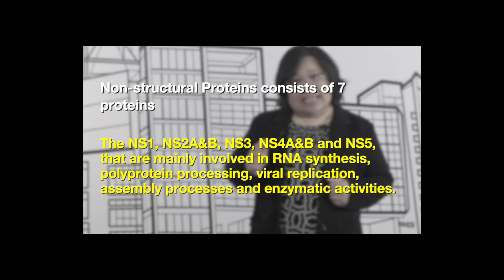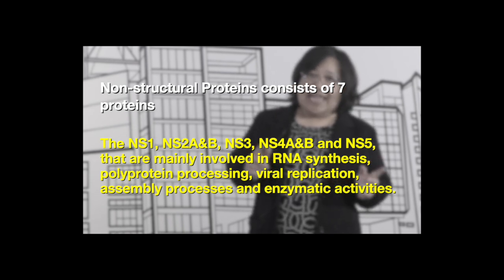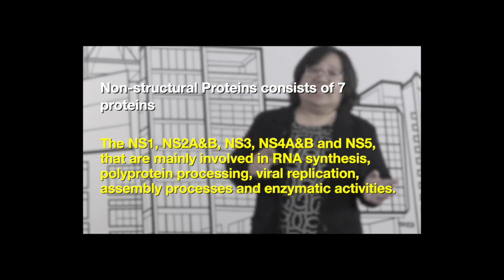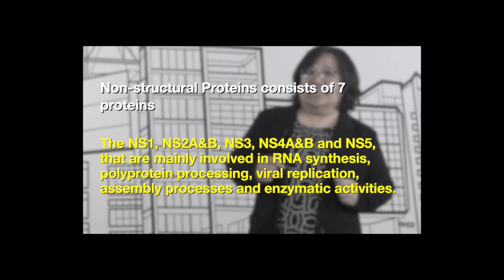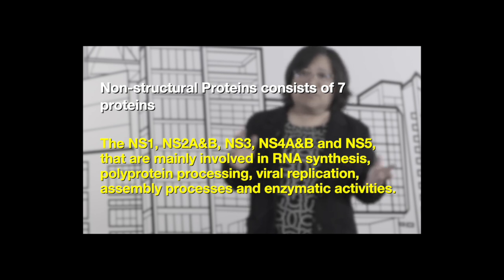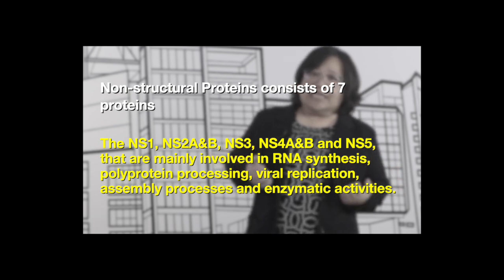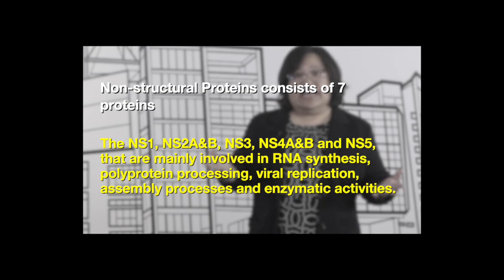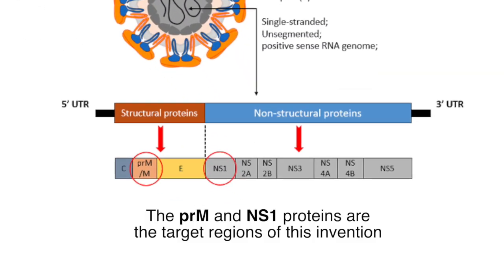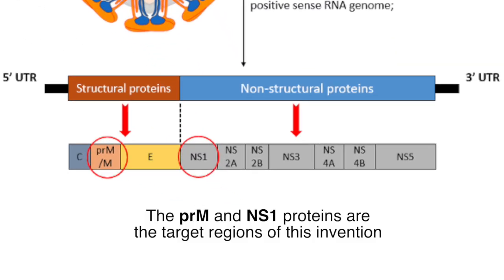The non-structural proteins, on the other hand, consist of 7 proteins, namely the NS1, the NS2A and B, NS3, NS4A and B, and NS5. These proteins are mainly involved in RNA synthesis, polyprotein processing, viral replication, assembly processes, and enzymatic activities. Why do I want to introduce the proteins to all of you? It's because the prM and the NS1 are the proteins of interest of this invention.